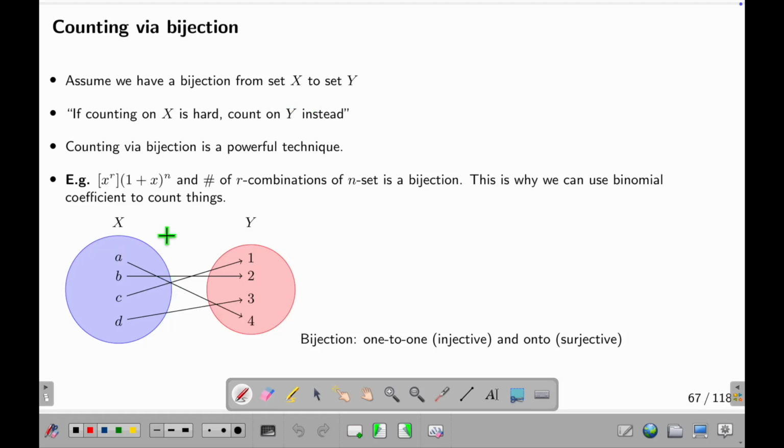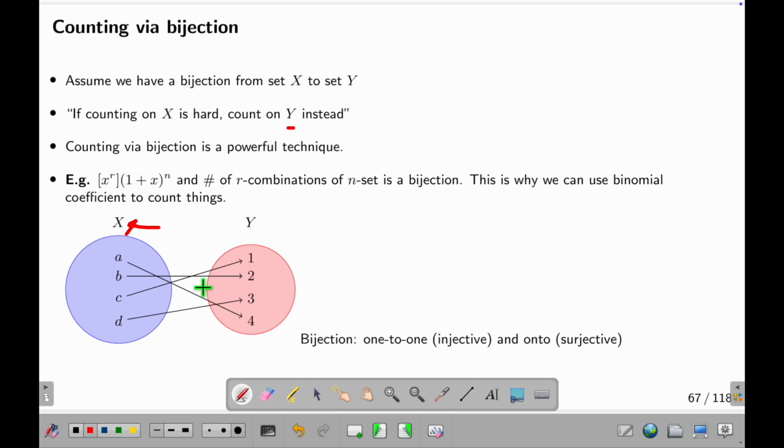You count x, counting x can be hard. What should we do? Then we count y. What's y? If x, y have a bijection, what's bijection? Injection and surjection. Every x goes to a y, that means everybody A, B, C, D will shoot something. And then surjection, every y is shot by something. If you have these two properties, you have a bijection, 1 to 1.